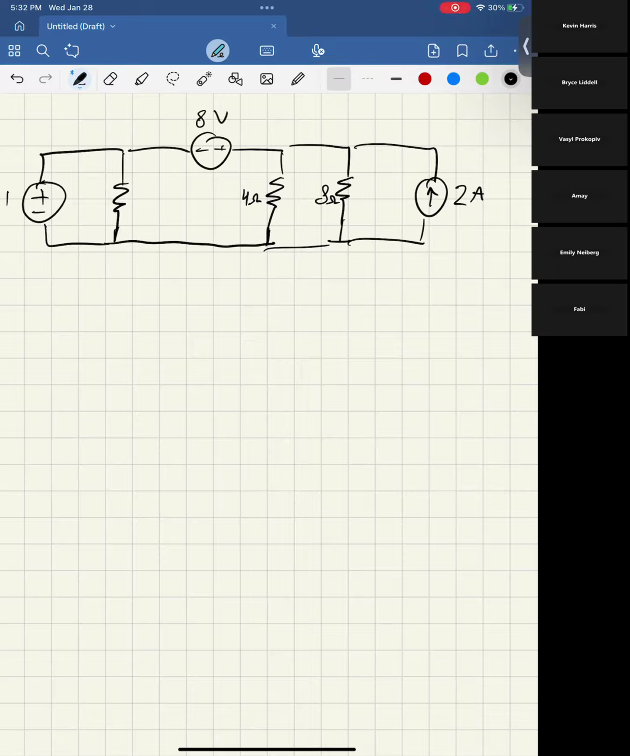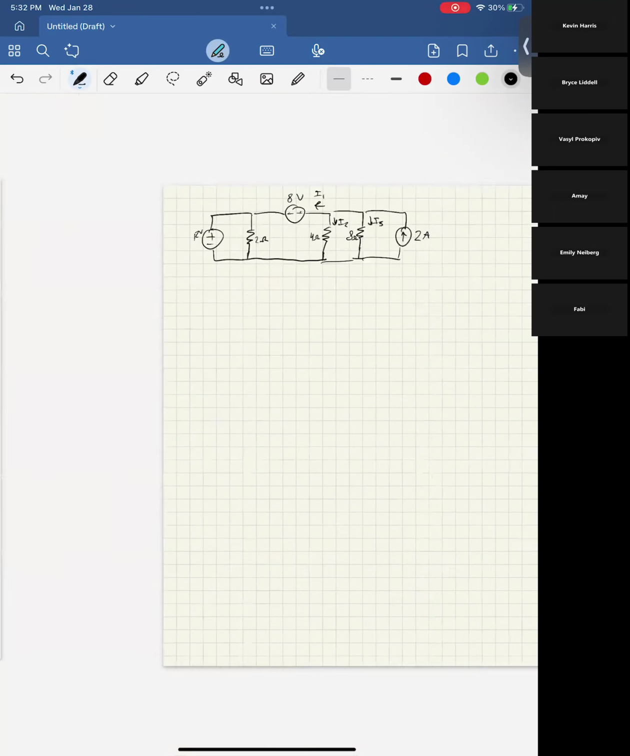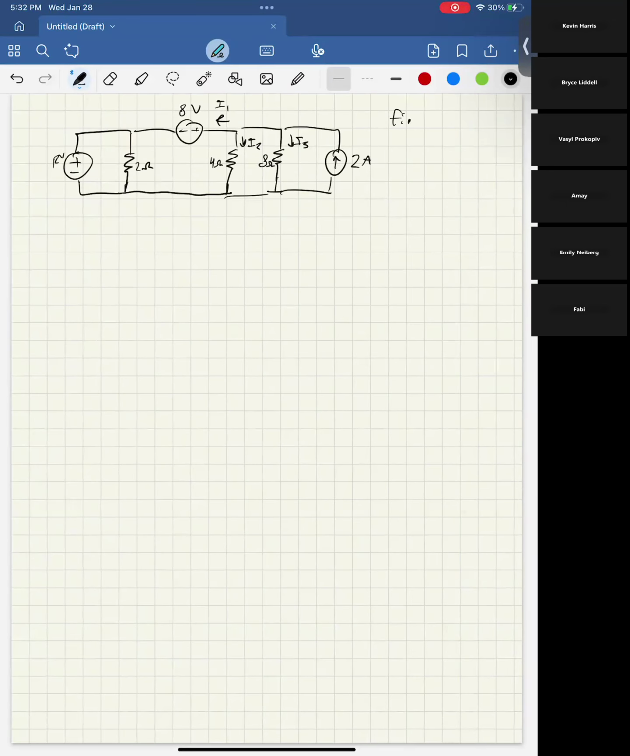And then this question is saying find I1, I2, and I3.